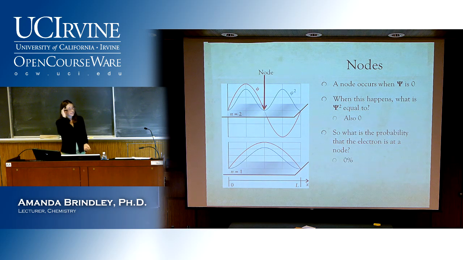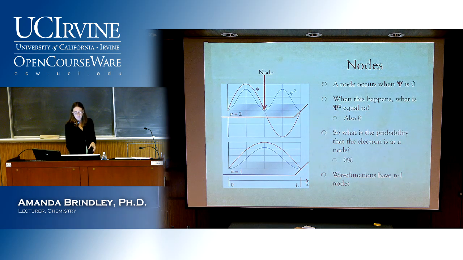Right? Because if psi is 0, that means psi squared has to be 0, and psi squared is probability density. So if the probability of finding a particle someplace is 0, it's not going to be there. So wave functions have n-1 nodes. That may not mean a lot to you right now, but when we start talking about energy levels, that'll mean a little bit more to you.